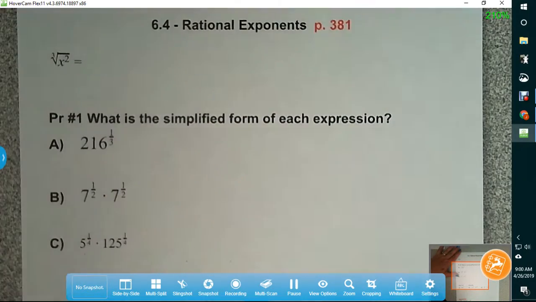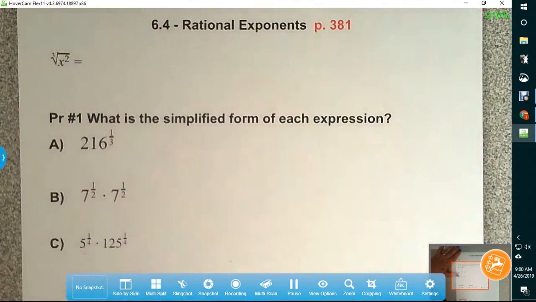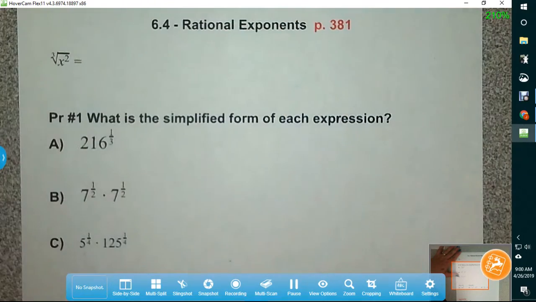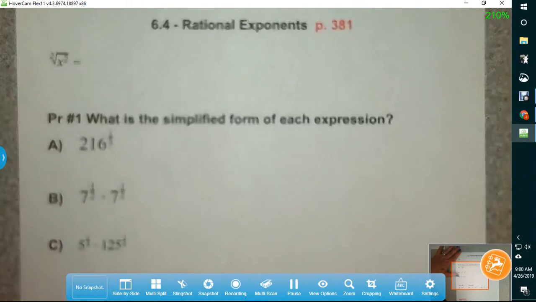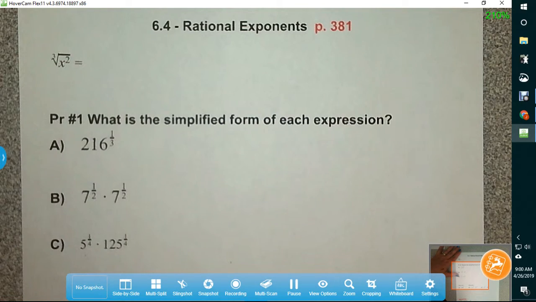Right, today's lesson is for section 6.4 on rational exponents. We are going to learn how to go from radical form to exponent form using rational exponents.